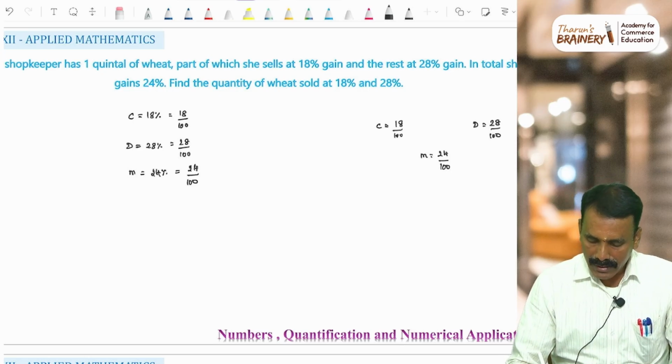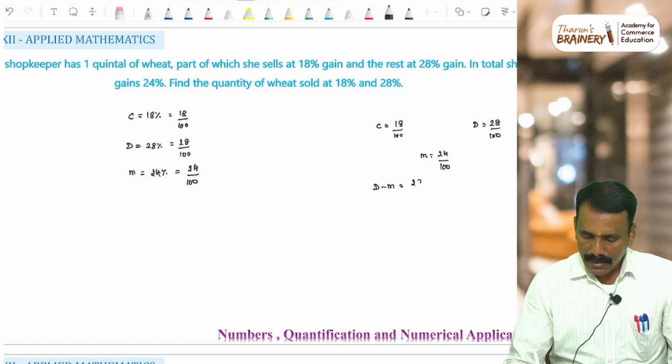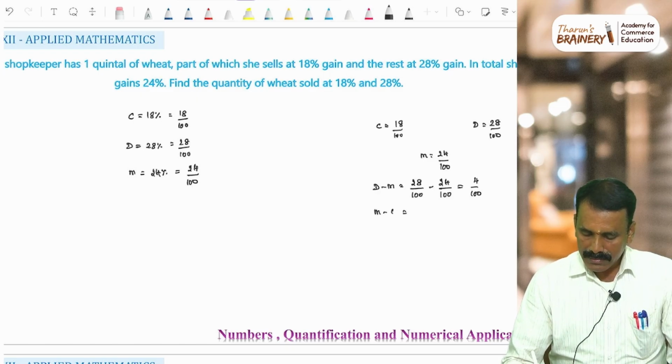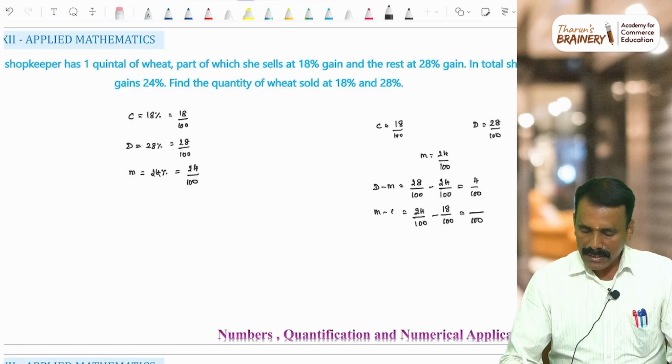So we calculate D minus M. D minus M is 28 by 100 minus 24 by 100. That is nothing but 4 by 100. M minus C is 24 by 100 minus 18 by 100. So common denominator 100. 24 minus 18 is 6.